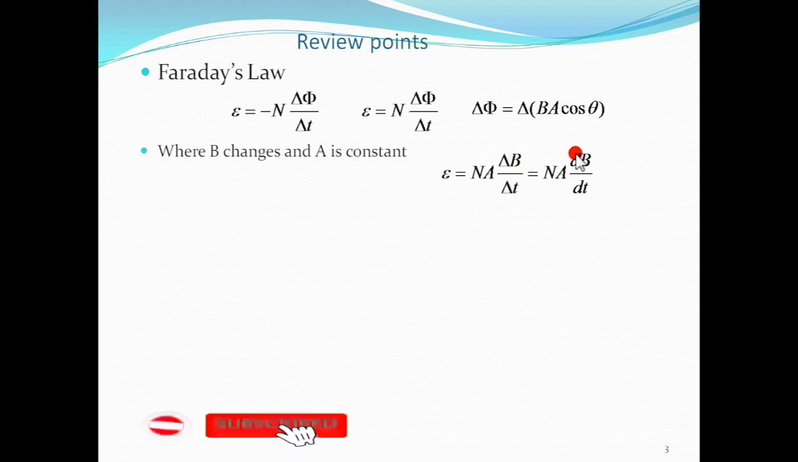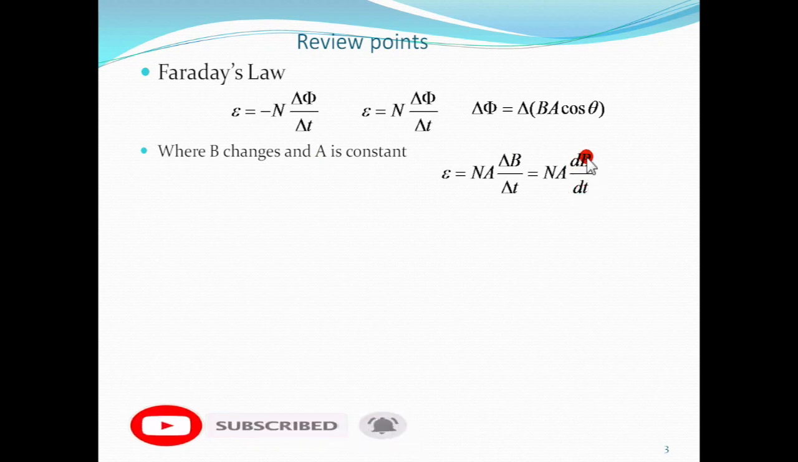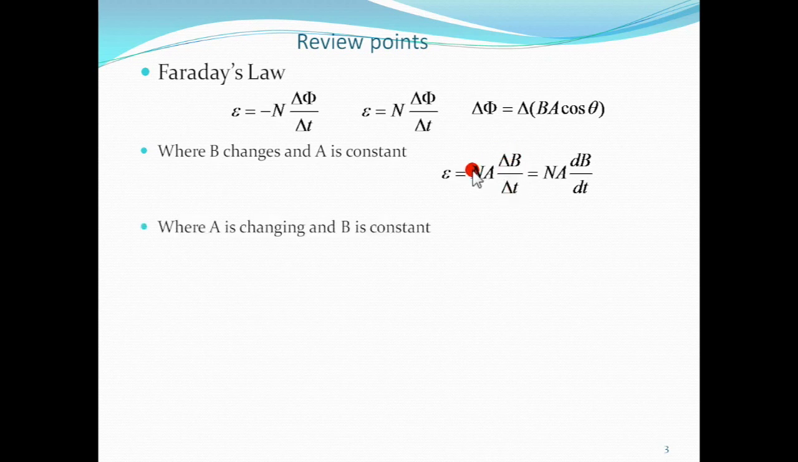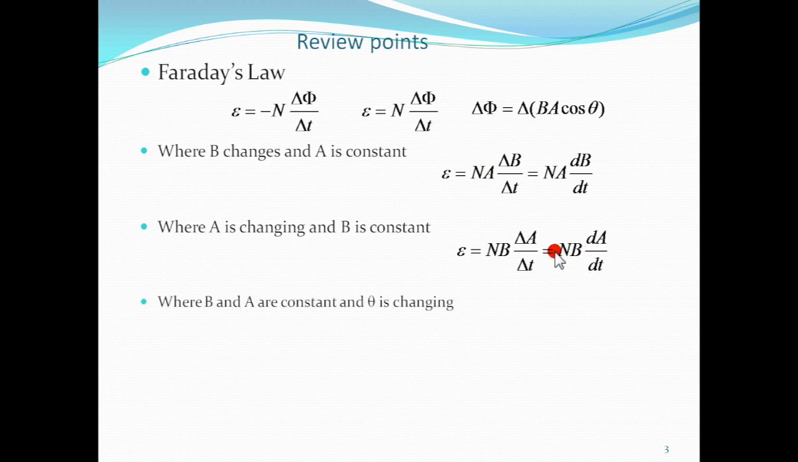If magnetic field is given with respect to time, we have dB by dt, rate of change of magnetic field. When A is changing and B is constant, the expression will be E is equal to NB times rate of change of area. You can also write derivative of area with respect to time. When the orientation of the field is changing and while B and A are constant, we simply use NBA. These things are pulled out and the delta sign will be for the cosine only. So the rate of change of the angle will be here.